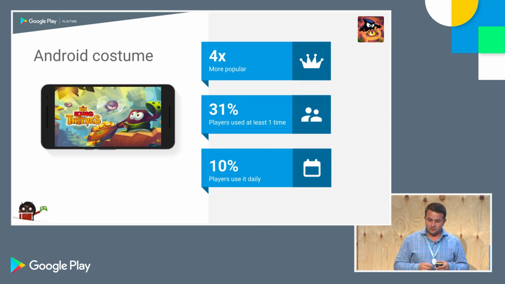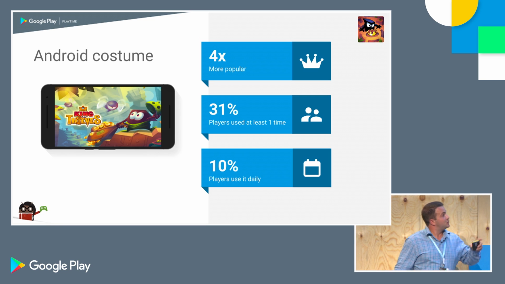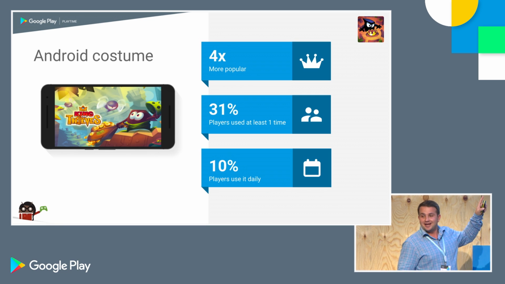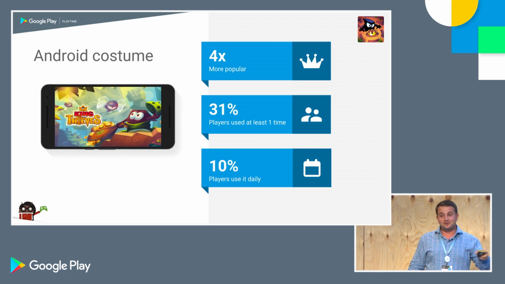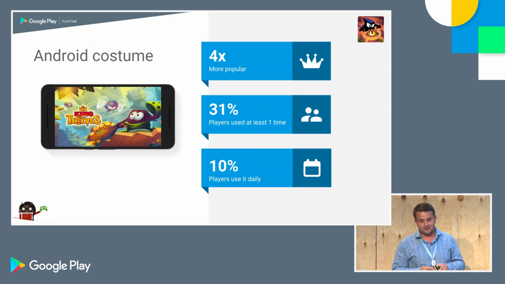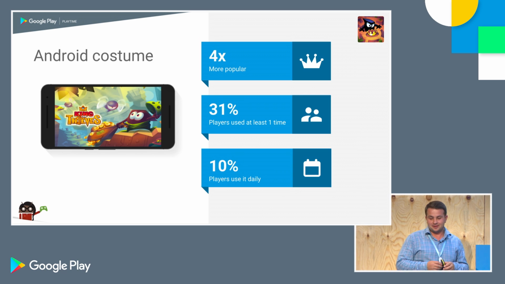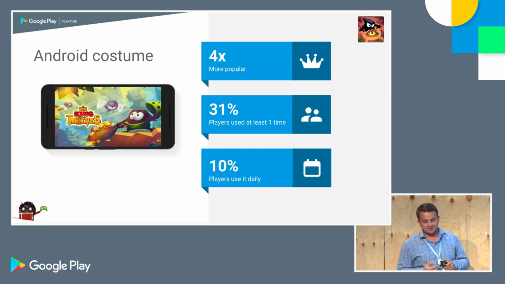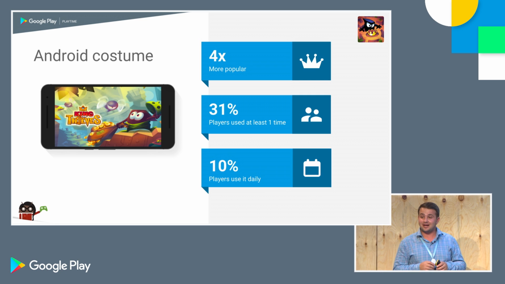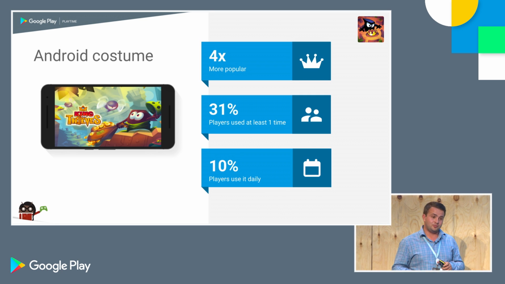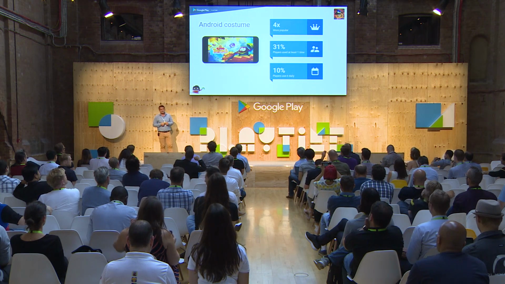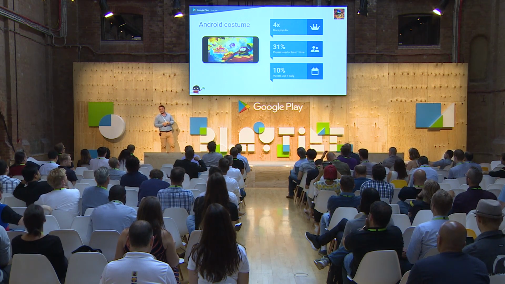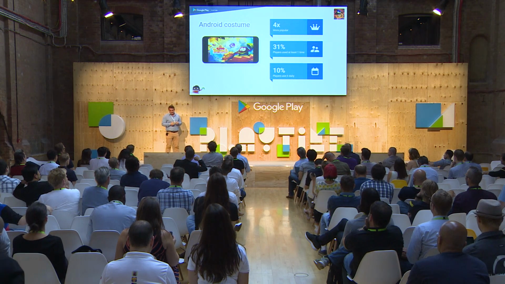The very last one, which I personally like, as you can see, features a special Android skin that was added to the game and featured on the store through a banner. So here again, a good moment, good initiative, and good idea. The costume has become four times more popular than other costumes in the game. 31% of players who bought it use it at least once, and 10% of players are wearing it on a daily basis. Pretty cool, right?